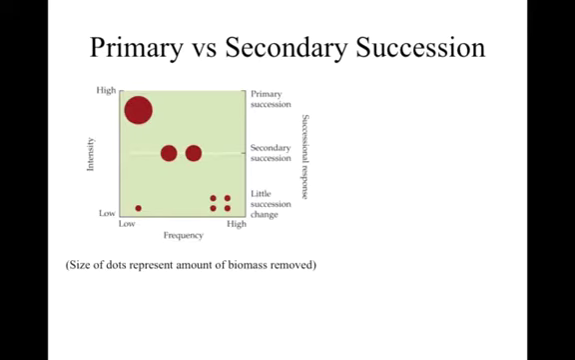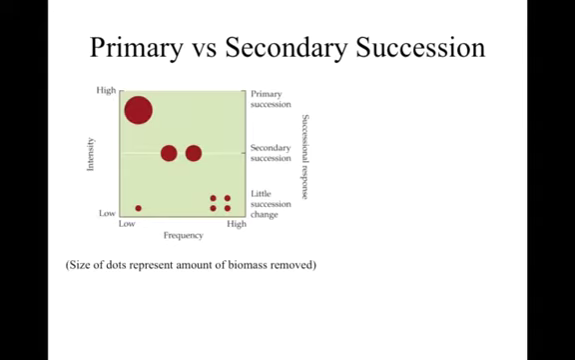So on the one end, I can have high intensity, low frequency events. I'm going to remove a lot of biomass, that big circle at the top there, but I'm doing it very infrequently. So, it's happening once. When that happens, typically I'm going back right to the beginning of that succession trajectory. I'm starting primary succession. I've removed everything.